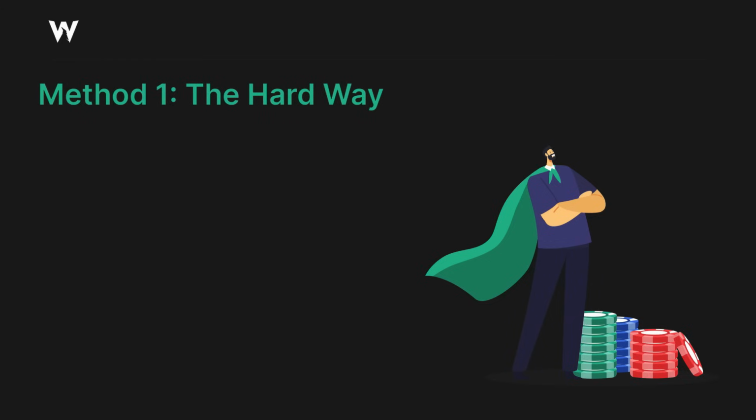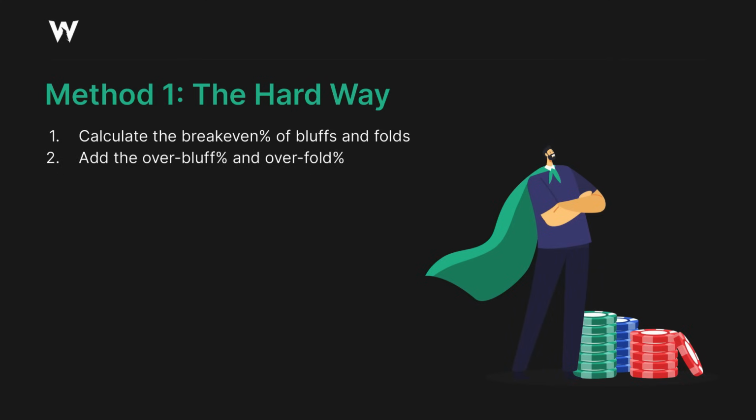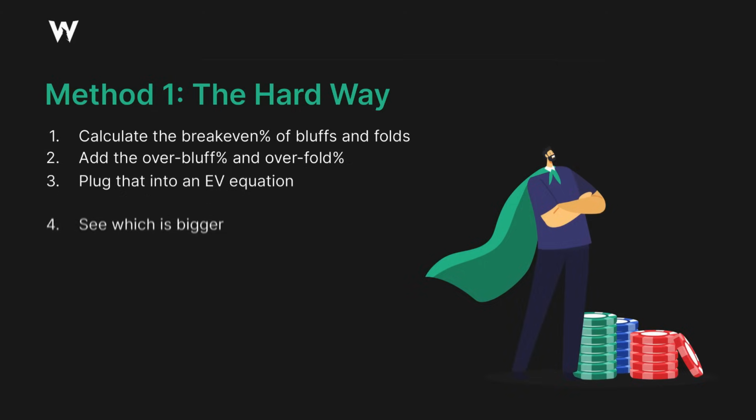All right, so I'm going to show you 2 methods. The very first method is what we'll call the hard way. This is the way most poker coaches would approach this problem: first calculate the break-even percentage of the bluffing frequency and the folding frequency, then add the extra 10% over-bluff and over-fold, plug that into an EV equation, and then see which is bigger. It's straightforward, it's just tedious. I'll walk you through that real quick. I'm not going to spend a lot of time on this.